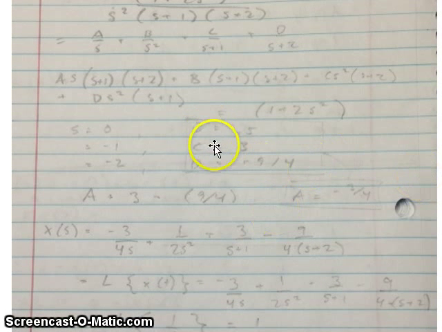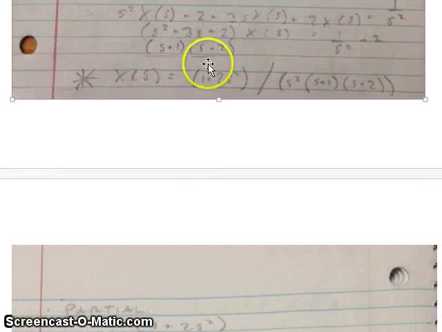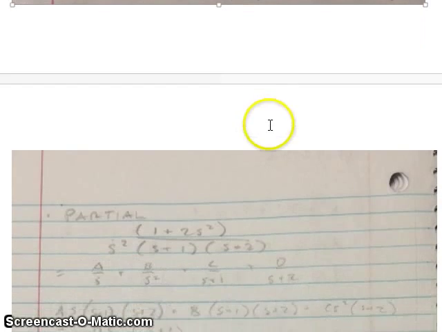Now that we have all of our variables solved for, we can plug back into our x of s, which we had. I'm sorry, I thought I wrote it on this page. Let's see. Yep, right here. Or 1 plus 2s squared. Oh, I did write it here. Sorry.